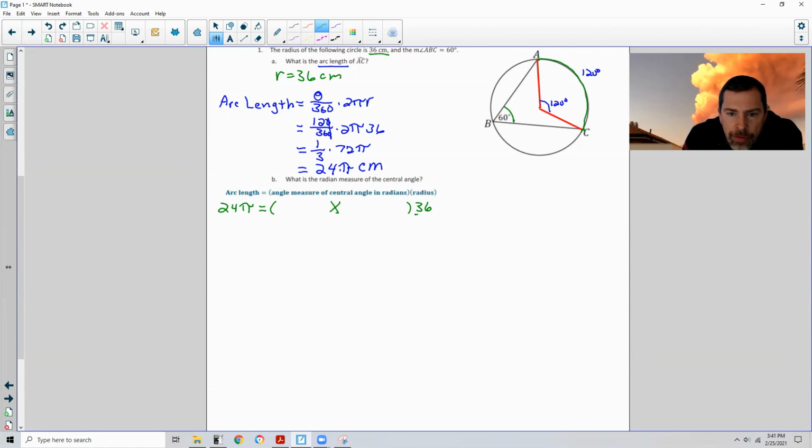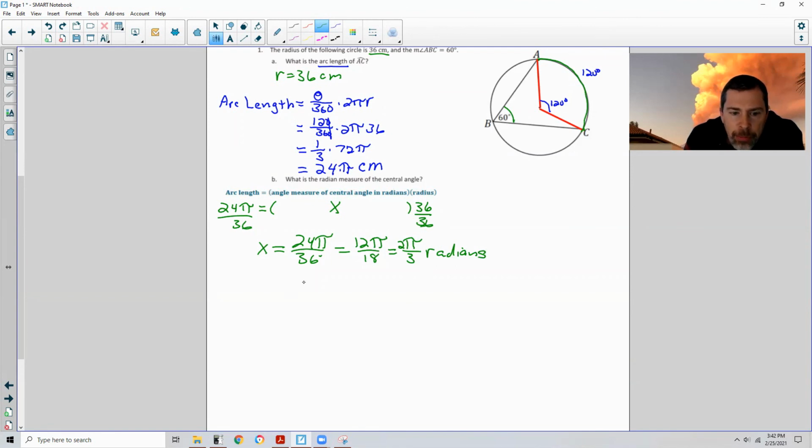So how do I get x by itself? Divide both sides by 36. So the angle measure of the central angle in radians is x equals 24 pi over 36. And that reduces, because they're both even, to 12 pi over 18. And 6 will go into both, 2 times and 3 times. So it's 2 pi over 3 radians. Okay, so 120 degrees equals 2 pi over 3 radians.